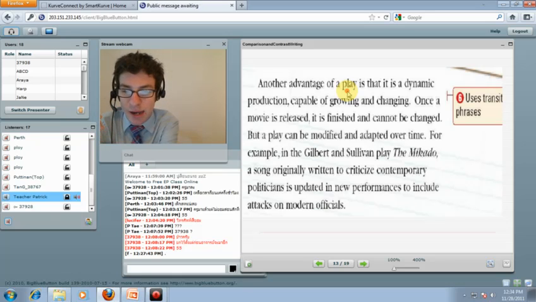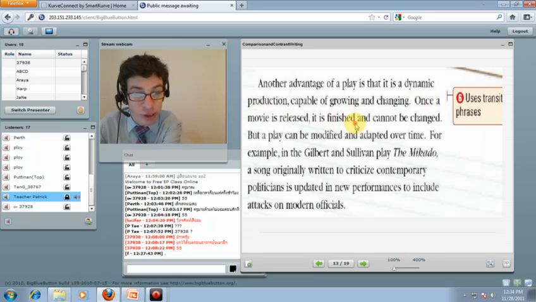Okay. Next up. Once a movie is released, or right here, it is finished and cannot be changed. But a play can be modified and adapted over time. For example, in the Gilbert and Sullivan play, The Mikado, a song originally written to criticize contemporary politicians is updated in new performances to include attacks on modern officials. Okay, so now we're continuing to talk about the differences between movies and plays. The difference here is, though, we're talking about a difference that we have not talked about in movies. But it's okay. You can do this a little differently, but this is still okay.